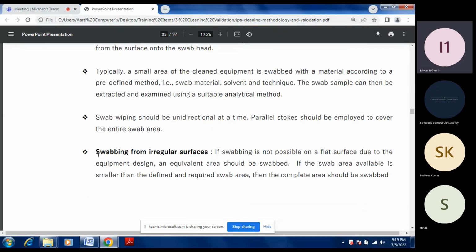So, swabbing irregular surface. If swabbing is not possible on a surface due to the equipment design, the equipment area should be swabbed. If the swabbable area available is smaller than the dedicated area, as I told you that we should have the template for 3 by 3 centimeter square, and if the part of equipment is less than that, then we have to consider the complete area for swab.